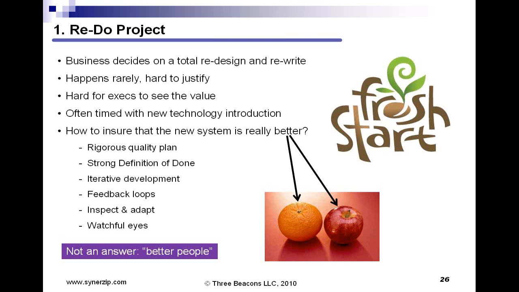Well, the way you do it is, once again, you use these agile techniques, you define a rigorous quality plan, you implement a strong definition of done, you do the iterative development, you have continuous improvement feedback loops, you use the Scrum mantra of inspection and adaptation, and always have watchful eyes from your more experienced and Scrum Master type folks. So that's how you can help guarantee that your redo is not just exchanging an apple for an orange.